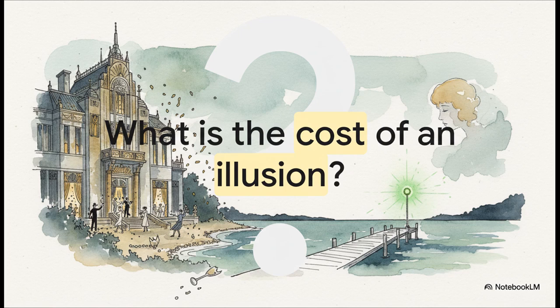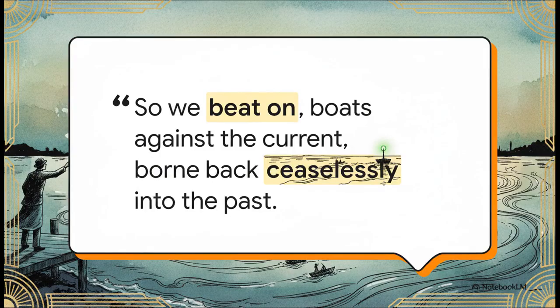Which really leaves us with one last haunting question to chew on. Gatsby built his entire life, every single thing he did, on an illusion, a dream of a person who just didn't exist anymore. So in the end, what is the real cost of dedicating your life to something that isn't real? The novel closes with this absolutely iconic line.